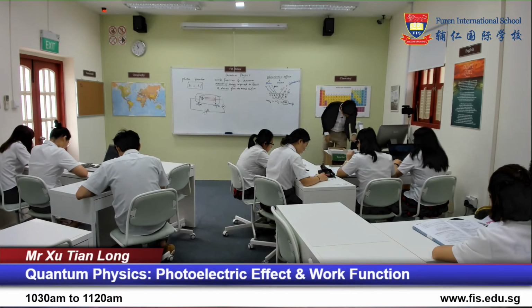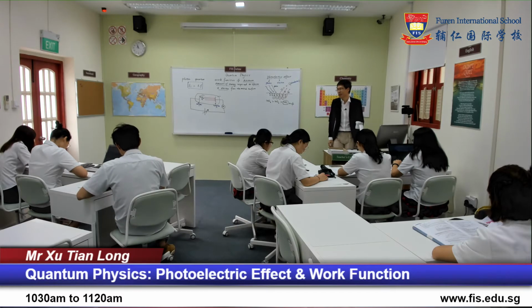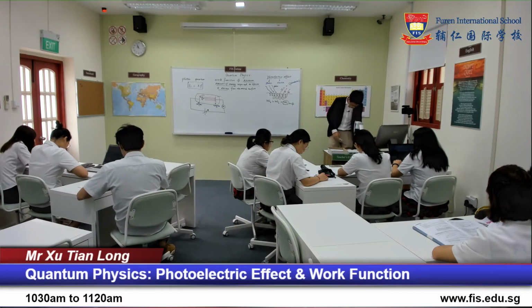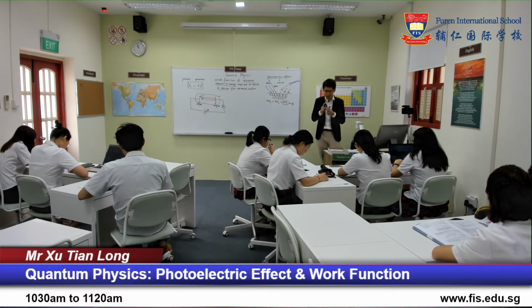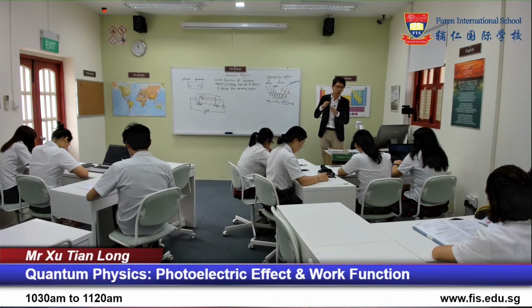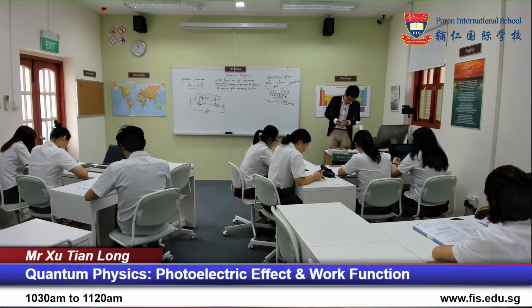For the second case, the energy of the photon is less than the work function. What happens? Nothing will happen. No electrons are emitted, because the energy is not enough. No matter how many times I try, if the energy is not sufficient, the cap will not be removed. Then the last one: when the photon energy is larger than the work function, the energy is enough to release the electron.